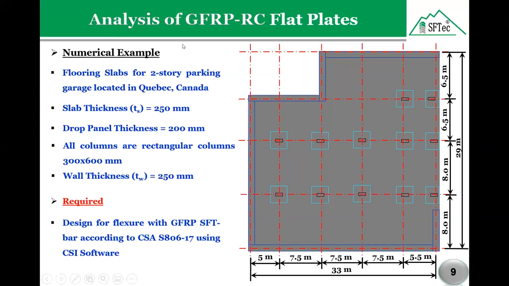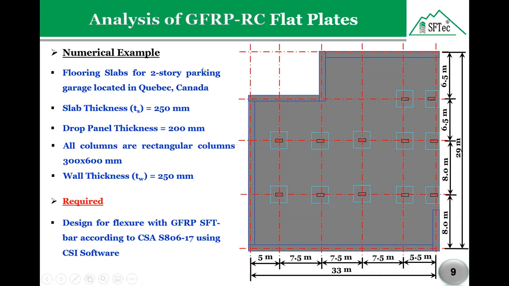In the next slides, I'm going to talk about a numerical example for a flooring slab of a 2-story parking garage. And this flooring slab of a 2-story parking garage is located here in Quebec, Canada. As we see here, these are the dimensions we received from the person who designed the slab with steel bars. And they asked to design this slab with FRP in order to see the difference in the cost and other stuff. So we received the dimensions of the slab thickness of 250 millimeter.